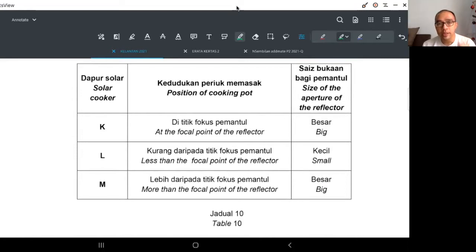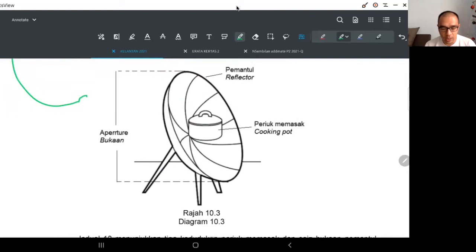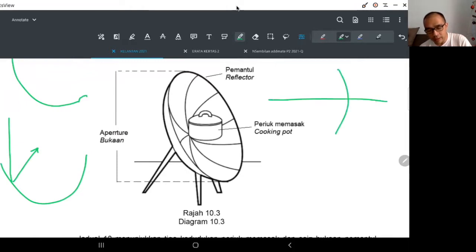Now in terms of the position of the cooking pot, it's either at the focal point or less than the focal point. And actually, this is a giveaway. Because the name focal point means that, if this is a solar oven, I'm going to draw this sideways macam ni. Any parabolic surface, any mirror surface, bila cahaya masukkan, dia akan terpantul. In any normal mirror that we studied, if this is the focal point, when the light reflects, it will always reflect towards the focal point.